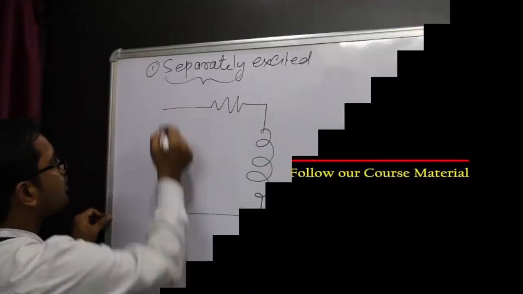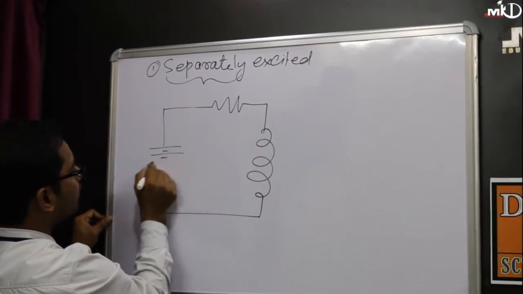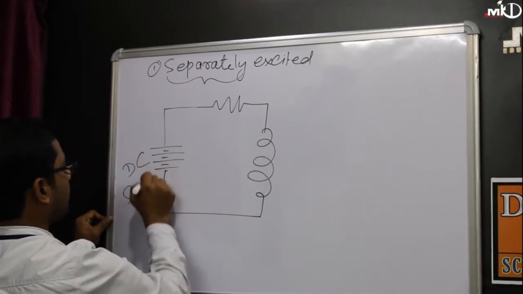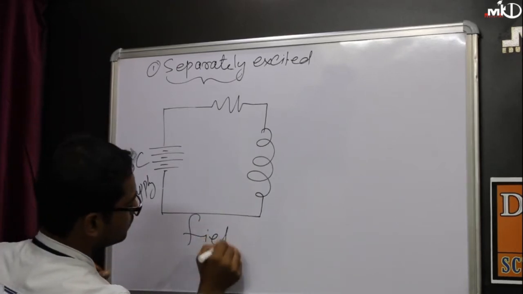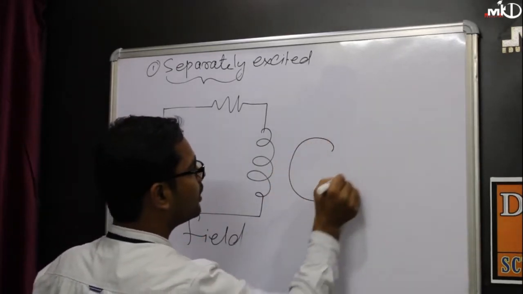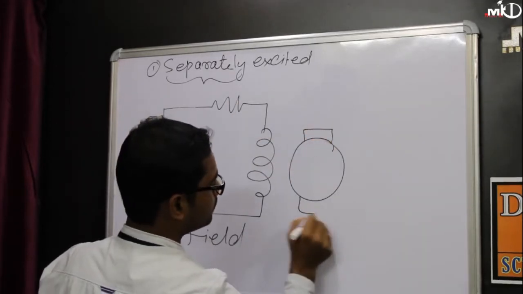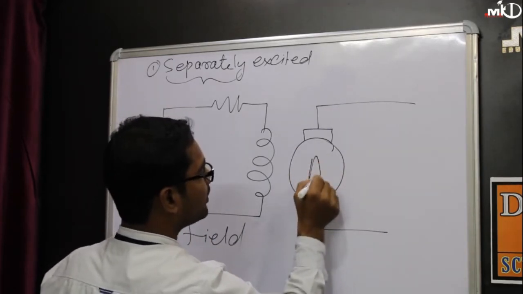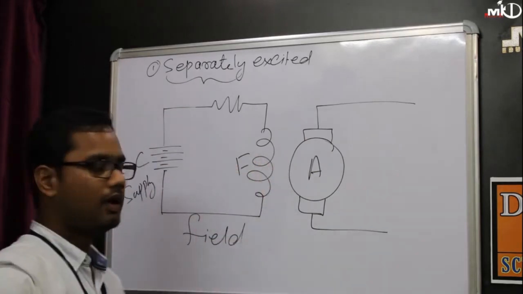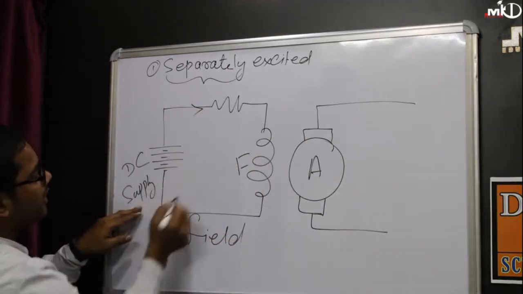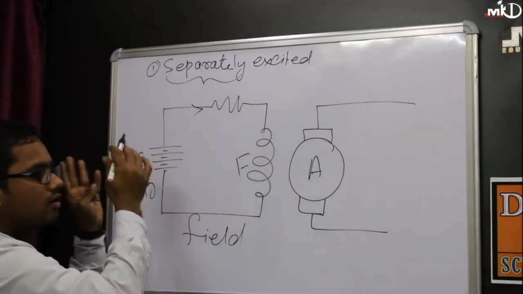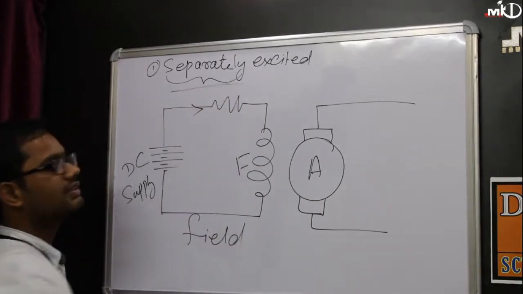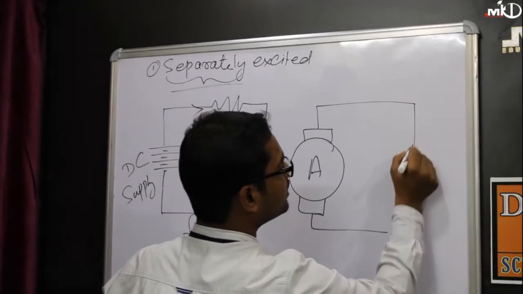So this is the field winding. Separate supply means this is your DC supply, this is your field, and similarly your armature is present here. So this is your armature, this is your field, and the field is given the supply. The field is given additional supply, so for that reason it is called separately excited. And here your load is there.